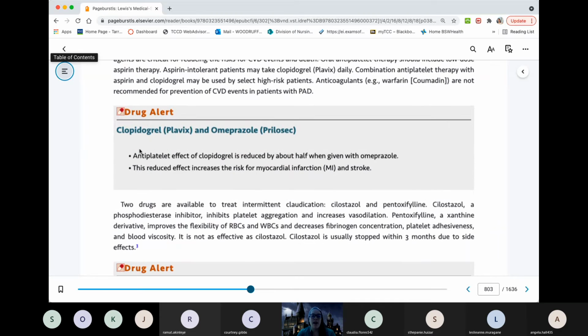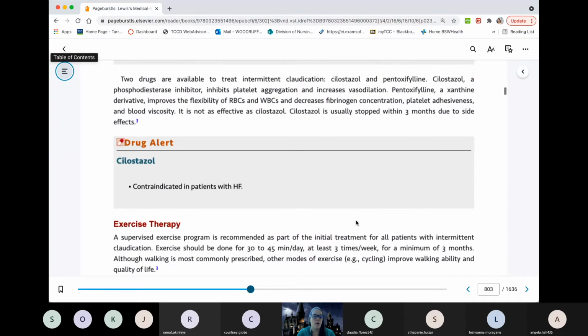And usually, especially if they have a box like this that says drug alert, that's usually your sign that there's a medication and it has something that you need to know as the nurse. So I usually try to notice those drug alert boxes, and you want to keep an eye on those, because usually they'll tell you, hey, you shouldn't use that in this patient.